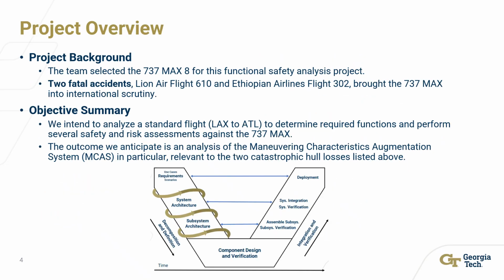For a project overview, we selected a 737 MAX 8 for this functional safety analysis project. The MAX 8 soared into the public eye after two fatal accidents, Lion Air Flight 610 and Ethiopian Airlines Flight 302. We will utilize the standard mission profile to determine required functions and perform safety and risk assessments on the aircraft. We want to perform an analysis of the maneuvering characteristics augmentation system, which was relevant to the Lion Air and Ethiopian Airlines accidents.